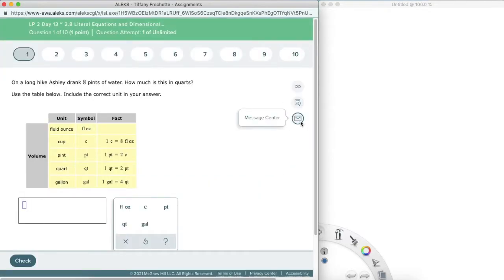Message center. That way you can click here and it'll create a message to send to your teacher. It'll attach this exact problem to your message so we know where to help you. All right, let's go ahead and get started here.